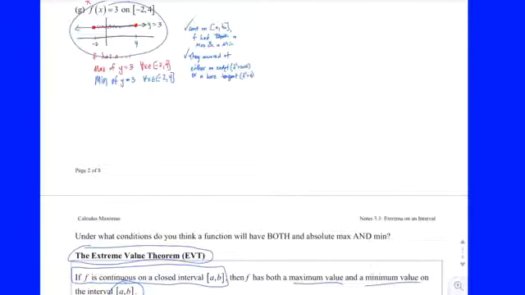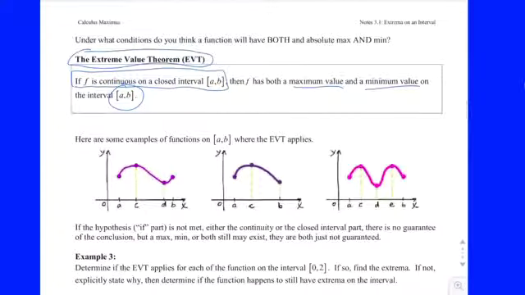Absolute or global, right? Either one of those. So if you want to add them for emphasis, you can. Global maximum, absolute maximum. But you don't have to say that. You could just say max, you could just say min. Okay, we'll talk about local extrema. That's a little bit different.